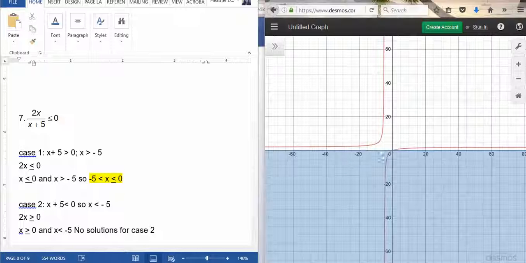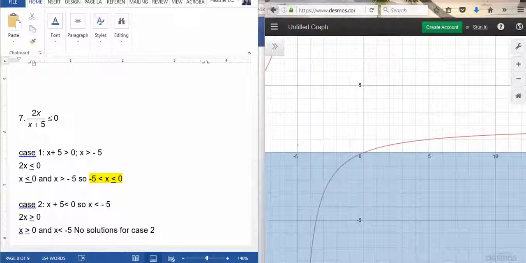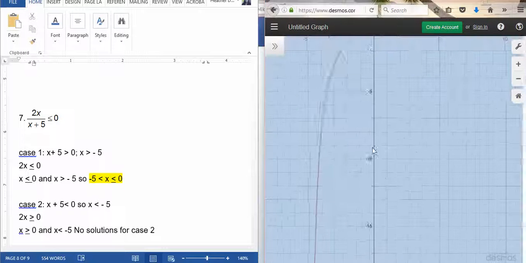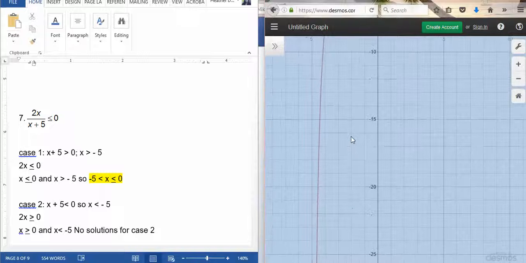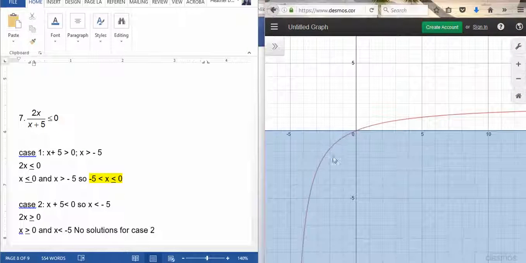So you can see that the only part to the solution is over here, and we can zoom in again to see that that will be between. Here's negative 5. There's an asymptote at negative 5, so it's never going to be equal to negative 5. But for all the numbers greater than negative 5 and less than 0, it will be in the shaded region below this hyperbola right in here. It can't be greater than 0 because then it's not in the shaded region anymore. So it's right here, and that matches our solution of x being between negative 5 and 0.